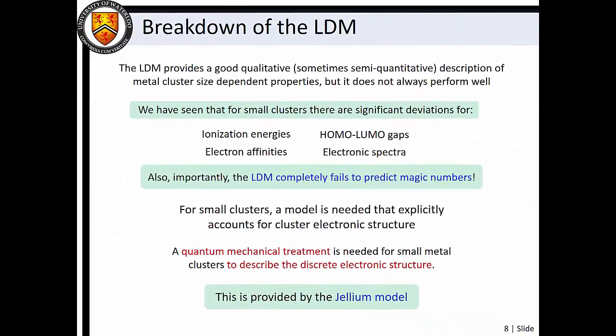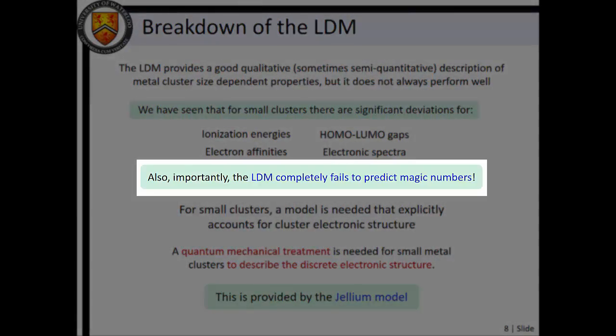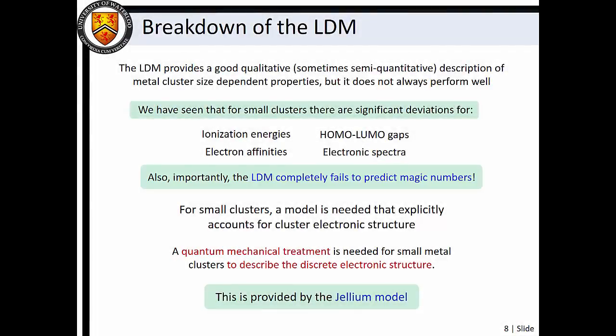While the liquid droplet model provides a good qualitative description of size-dependent metal cluster properties, there are phenomena, particularly for small clusters, that the LDM cannot explain. The most obvious example of this is the LDM's failure to predict magic number clusters in metal cluster distributions. These deviations from the LDM arise due to cluster electronic structure, for which a quantum mechanical treatment is required. I will discuss this topic in an upcoming video.